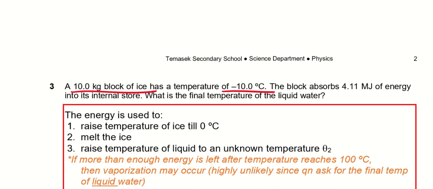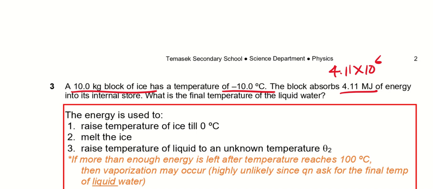The block absorbs 4.11 megajoules. That means it's 4.11 times 10 to the power of 6 joules of energy into its internal store. What is the final temperature of the liquid water? How do I know that the ice has melted? From the question, they already prompted us that it's going to be liquid water. They want to know the final temperature.